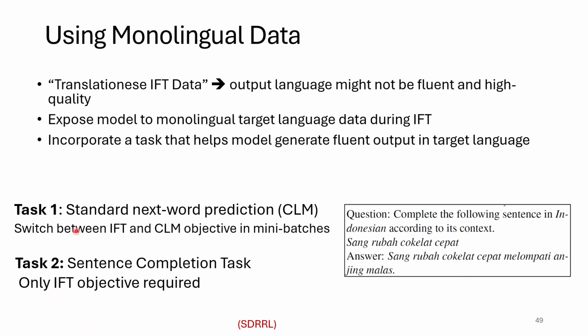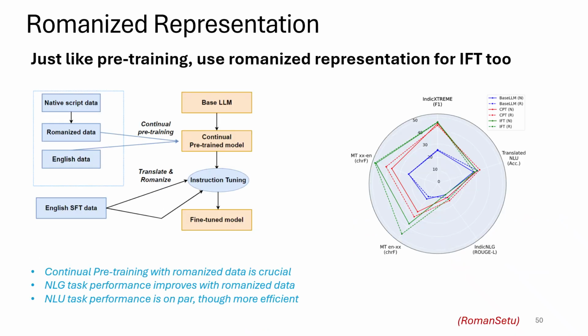Of course, you can always switch between instruction fine tuning and causal language modeling, but that's a little bit more complicated. That's task one. Task two, a sentence completion task, can be very easily integrated into the standard IFT pipeline. It's shown that that is useful.